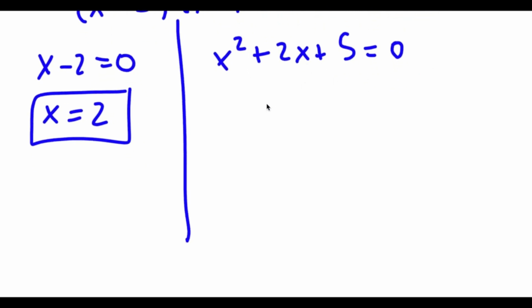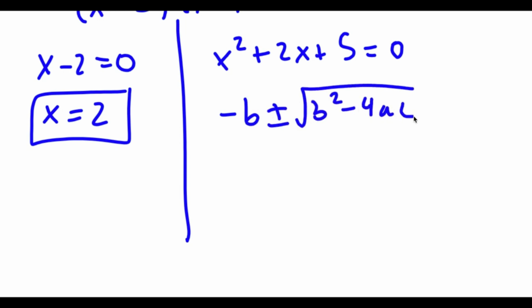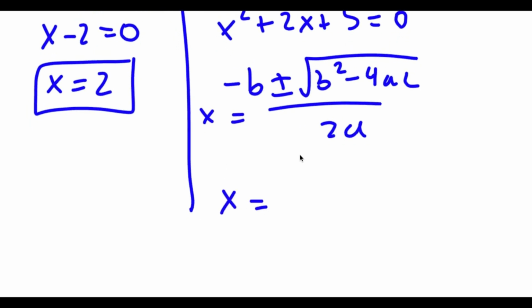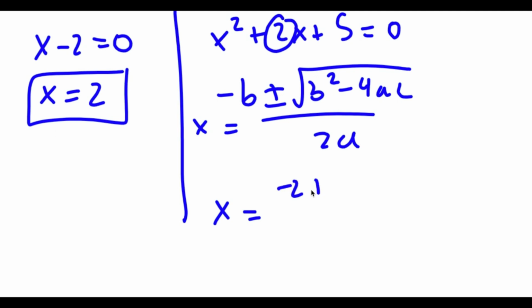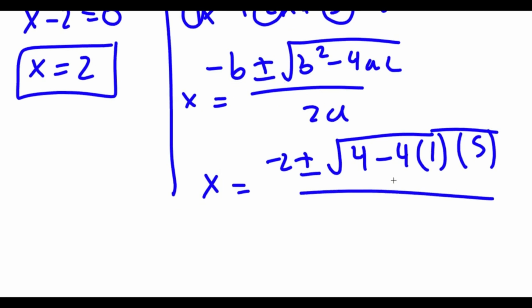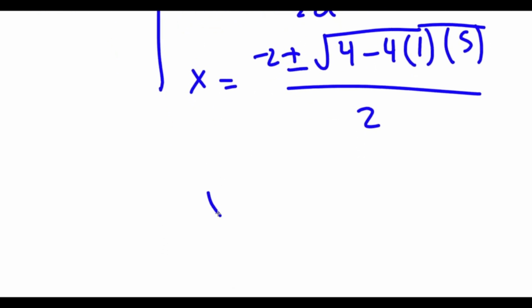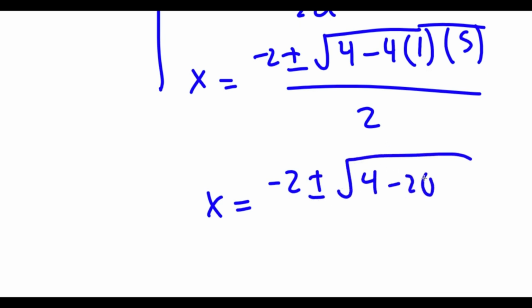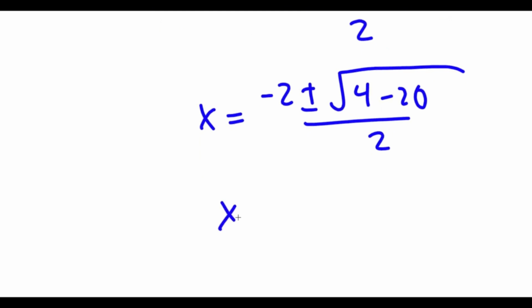And for x squared plus 2x plus 5 equals 0, I can use the quadratic formula, which is negative b plus or minus the square root of b squared minus 4ac all over 2a. So in this case, b is equal to 2, so I have negative 2 plus or minus the square root of 2 squared, which is 4, minus 4 times a, which is 1, times c, which is 5, all over 2a, so 2. Now this is the same thing as negative 2 plus or minus the square root of 4 minus 20 over 2, which is equal to negative 2 plus or minus the square root of negative 16 over 2.